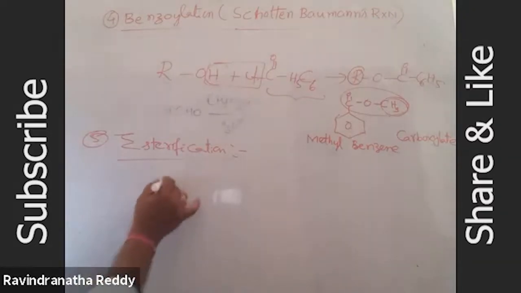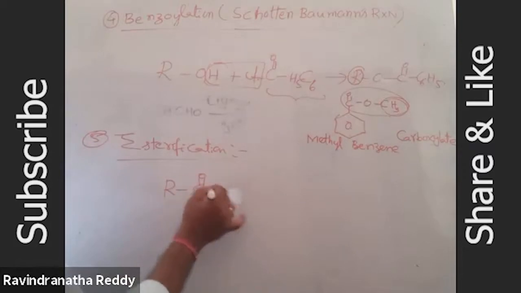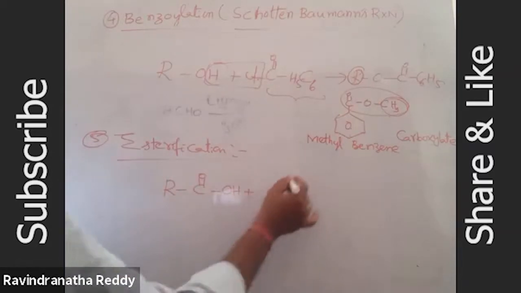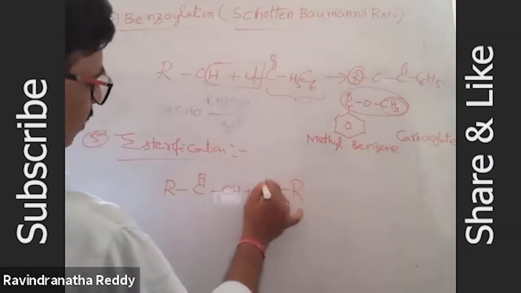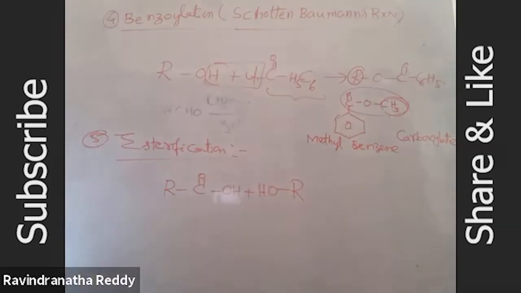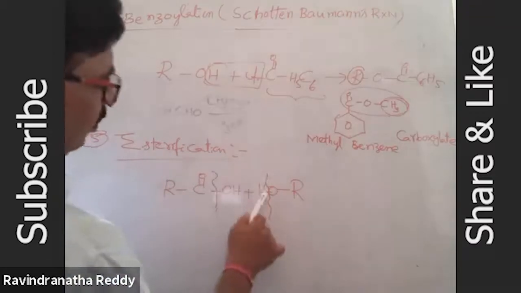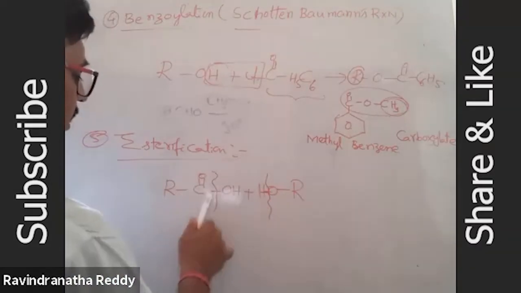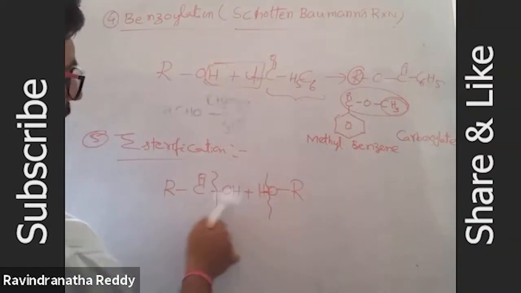So what is esterification? Carboxylic acid reacts with alcohol. Here, in the alcohol, the OH bond breaks down. In the carboxylic acid, which bond? The C–O bond breaks down, not the OH bond. This is very, very important. In alcohol the OH bond breaks; in carboxylic acid the CO bond breaks.